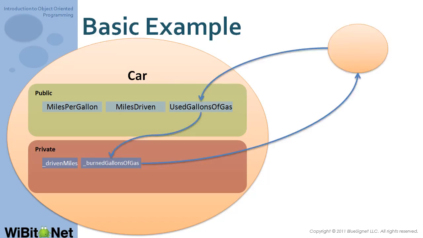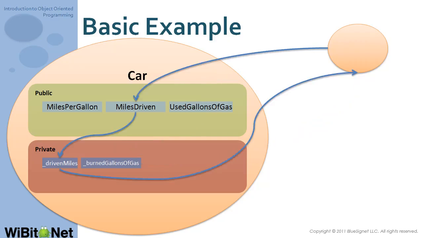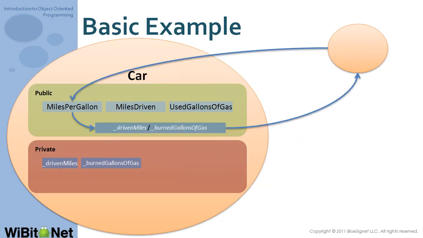So when a remote class calls the public property used gallons of gas, it will get the private value and return it. Similarly, if it calls miles driven, it's going to access the driven miles variable and return it. And lastly, if we call miles per gallon, it will perform a calculation of the driven miles divided by the burned gallons of gas and return that result.